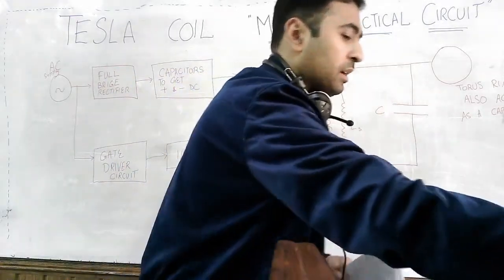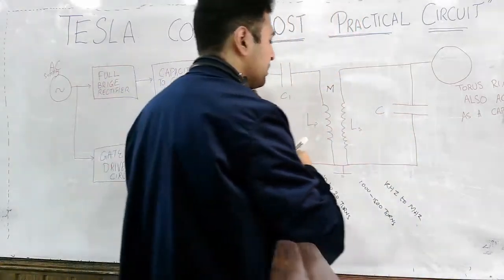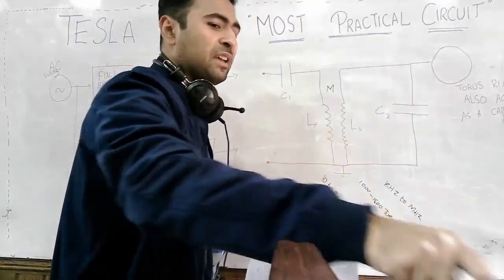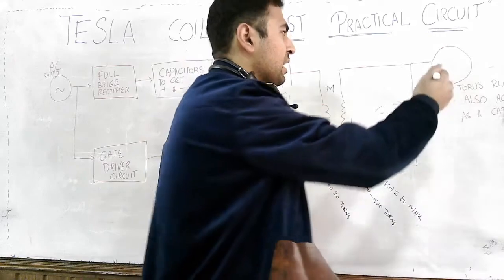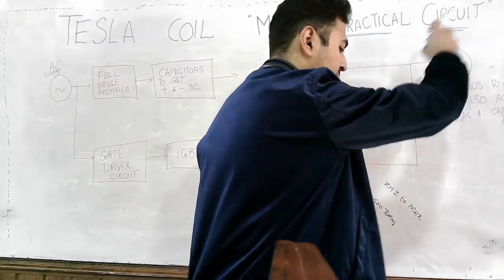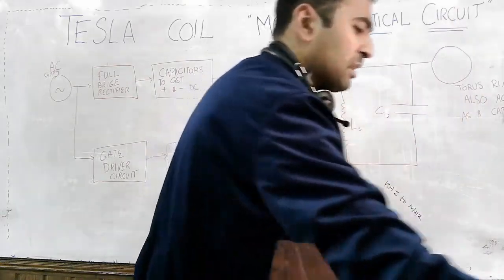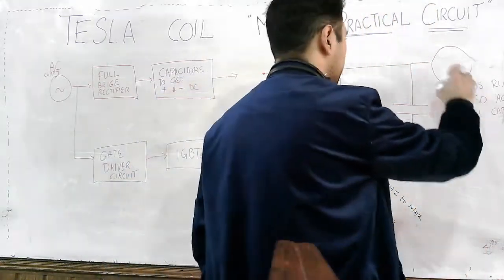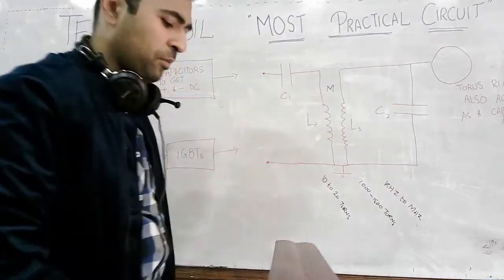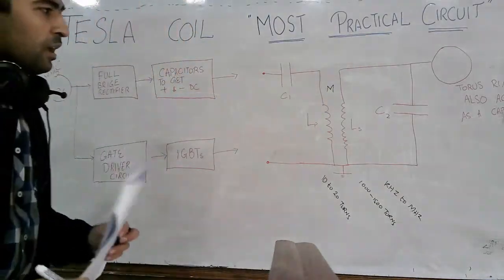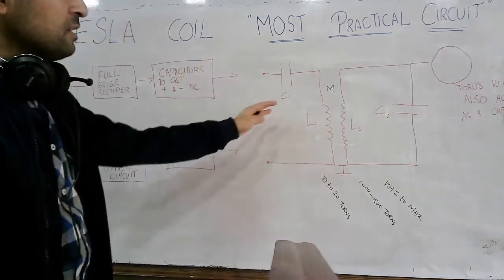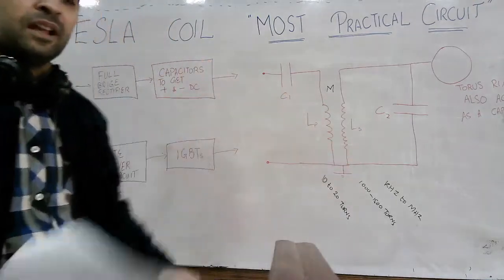C2, and these are high voltage capacitors. And what is this? This is a ring like structure. It is a metallic ring. The metallic ring also behaves like a capacitor. It is also known as the torus, the torus ring. It is in the shape of a toroid. Okay, so this is the primary side, this is the secondary side. This is the circuit of the Tesla coil.